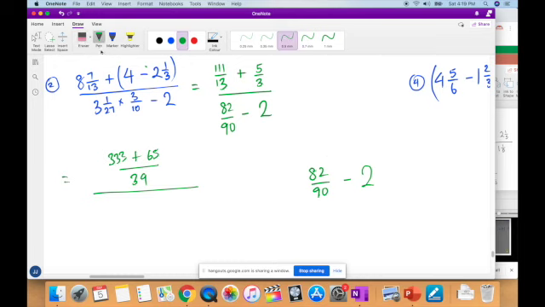So if I wanted to, I could say that I have two ways I could work this out. Isn't 1 90 over 90? Yeah. Right. So 2 will be 180 over 90. So now I could just minus 180 and I will get negative 98 over 90. Is that what you guys got?